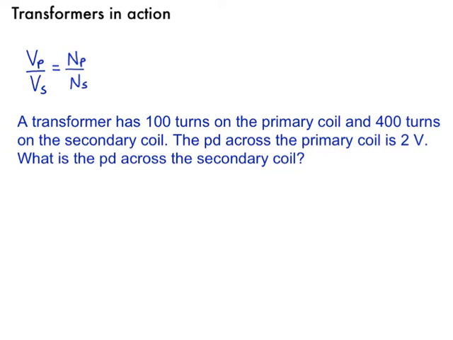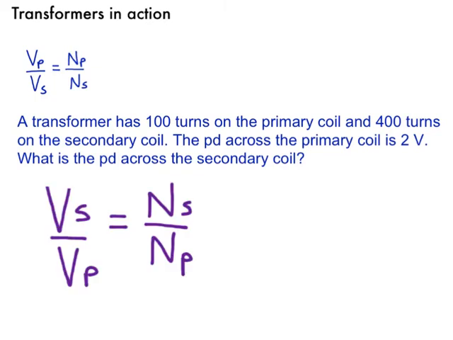So the first thing we need to do is, it's very hard to work something out if it's on the bottom of an equation. So what we need to do first of all is just rearrange our transformer equation to give us the bit we want on top. The bit we wanted was the voltage across the secondary coil. So what I've basically done is flip the whole equation upside down.